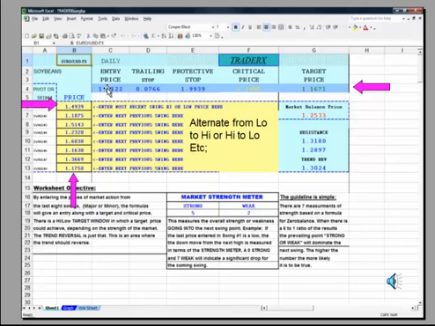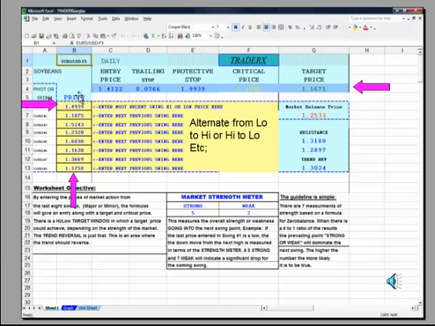Okay, once you have these numbers entered into the columns, these prices here are generated. The first price here will be the entry level. In the case of this being a high, this entry level will show you to get short at a certain number right here. By the way, these are the daily charts.